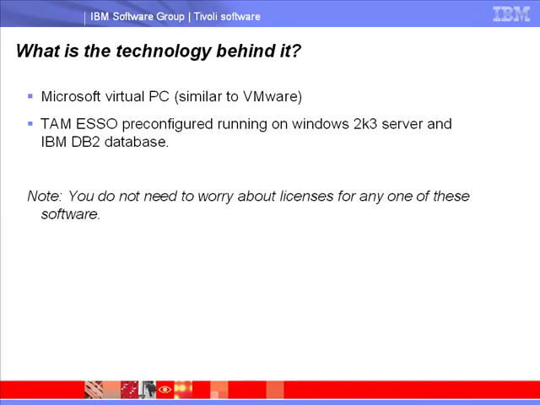What is the technology behind it? It's basically Microsoft Virtual PC, which is similar to VMware that you are used to using. And then inside the virtual PC, you are running a Windows 2K3 server, and IBM DB2 database and TAM ESSO pre-configured. All of this is available to use in a license-free model for first 30 days. And you don't have to worry about any license for any one of these items here.